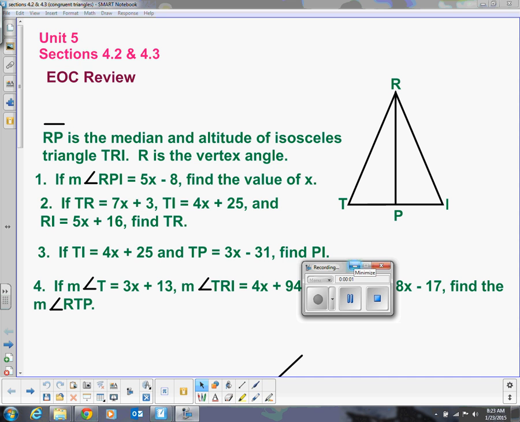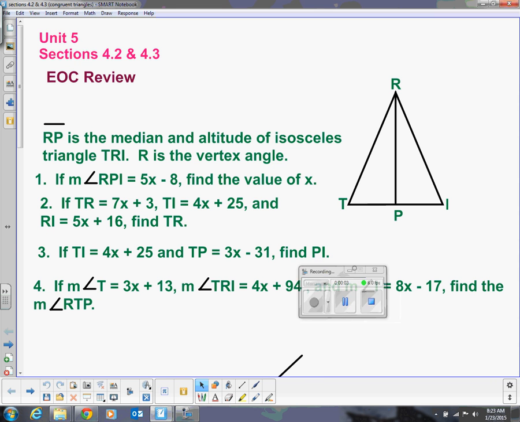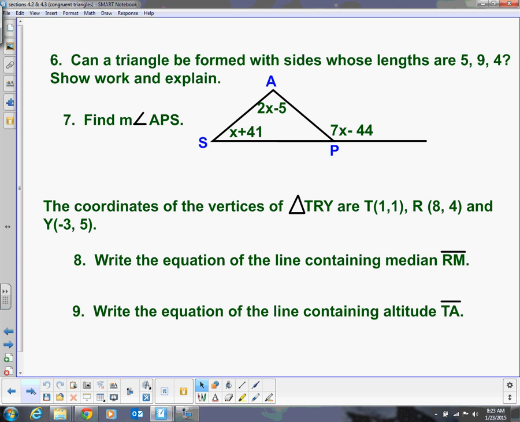Put in place, and I'll let you know when we get there. I don't know, 14.